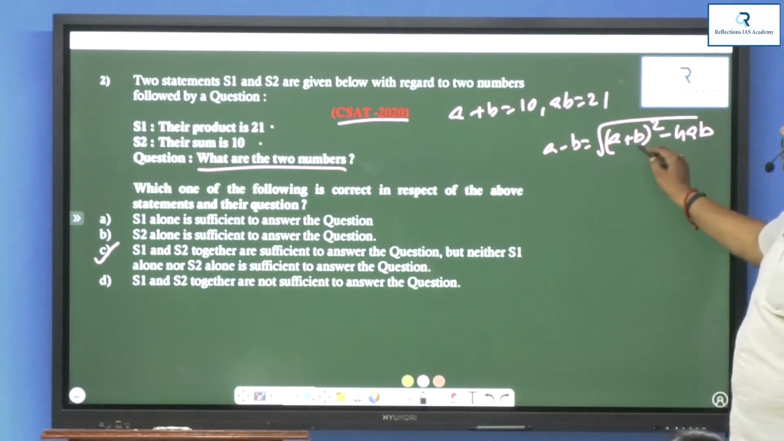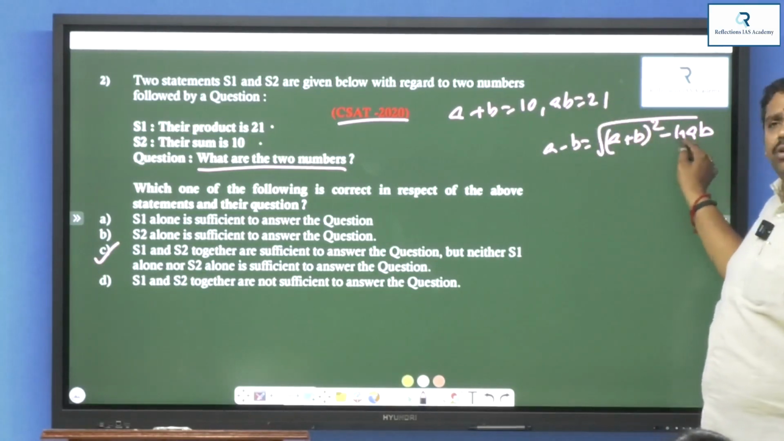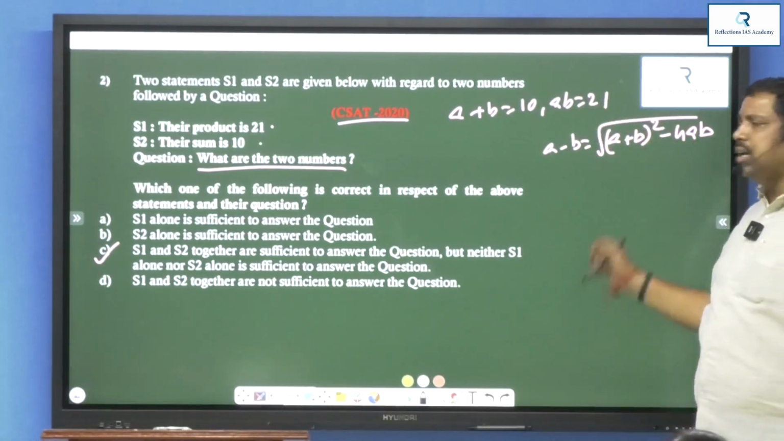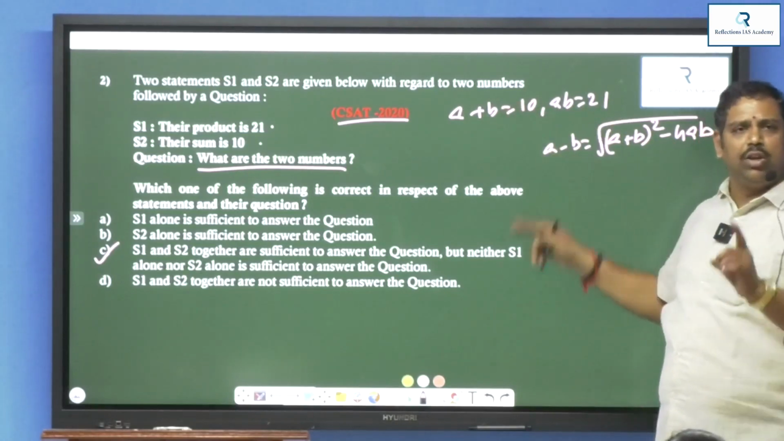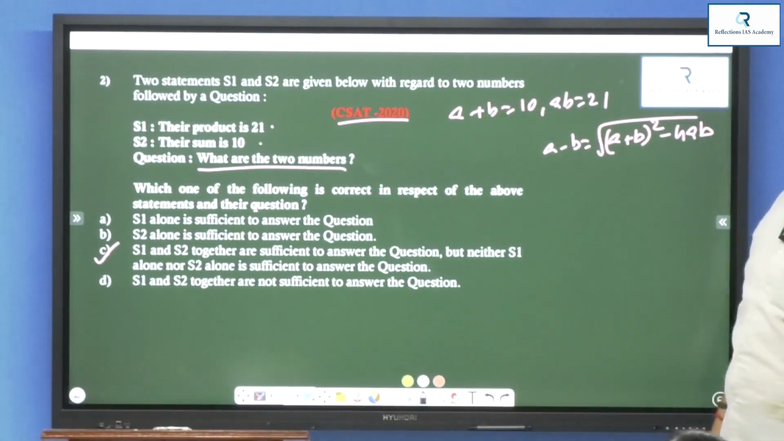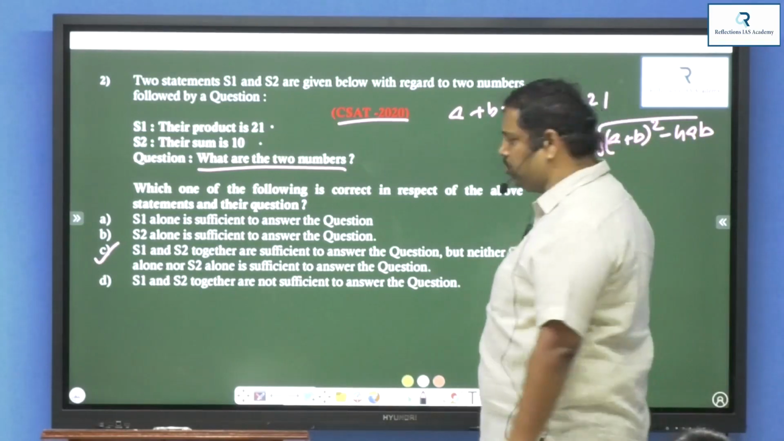Okay. So A plus B you know, AB you know, substitute, you will get the A minus B value. That value and A plus B, if you take, you will get unique values for A and B. If you are getting unique values, that definitely is the correct one. Okay.